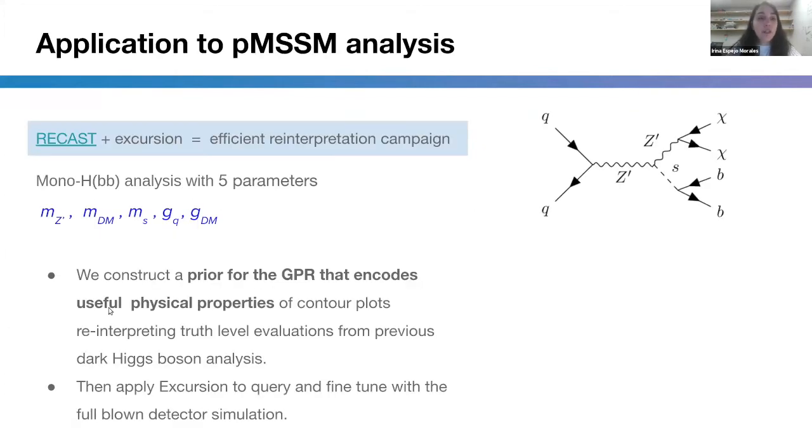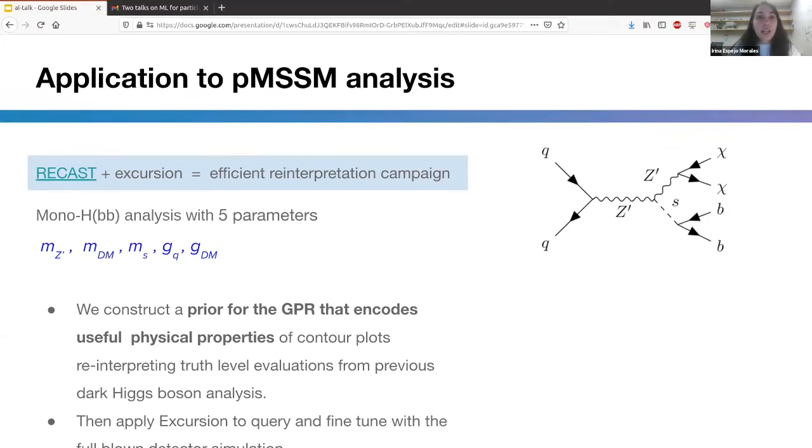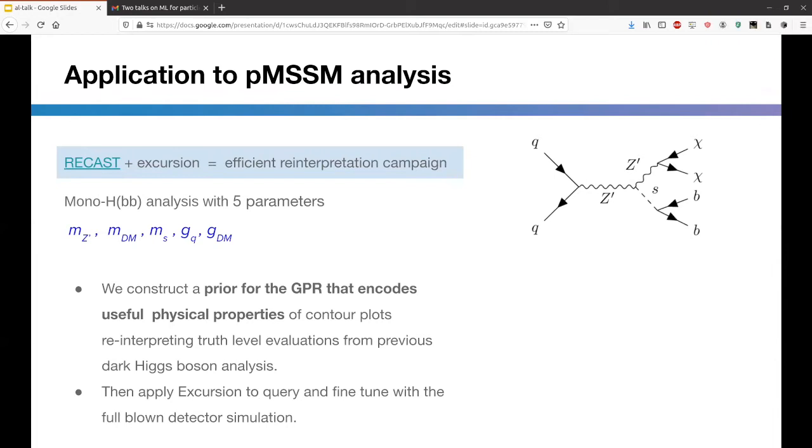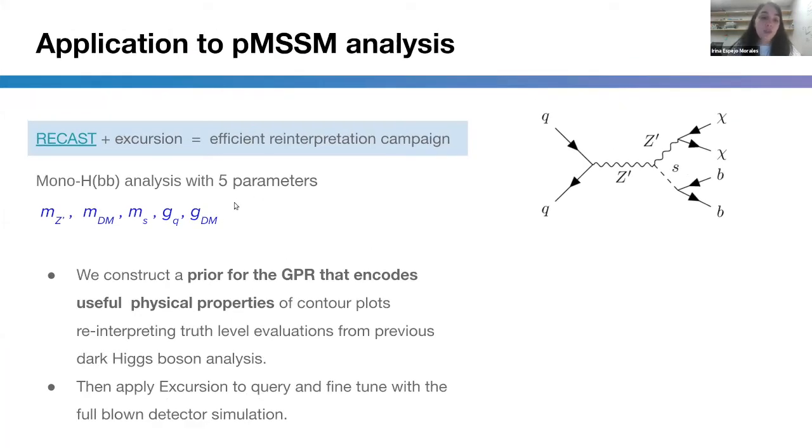And lastly, I want to comment on a current project that we are working on, which is progressing well, which is applying excursion to the pMSSM analysis. So we are going to start with this process that you have over here with five dimensions. It's a mono-h(bb) analysis with 5 parameters. And our goal is to find exclusion limits without having to constrain any of these parameters, or having to constrain them as little as possible, in the smallest range possible.